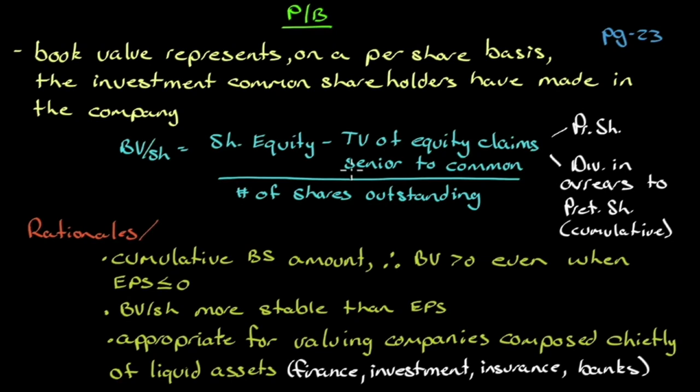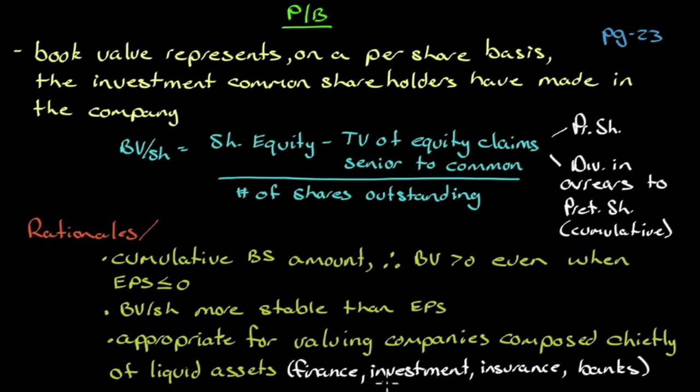Why would we use price to book? The rationales. Cumulative balance sheet amount, so that it builds over time. Therefore, book value is greater than zero even when earnings per share are less than zero. Book value per share is more stable than earnings per share. It is appropriate for valuing companies composed chiefly of liquid assets. And we're going to see, because of some of the adjustments we can make, why this is so.